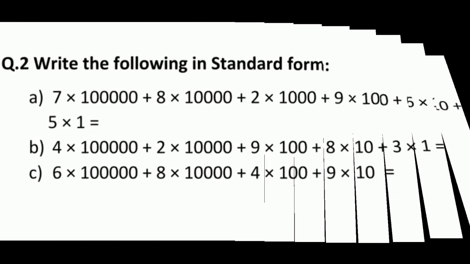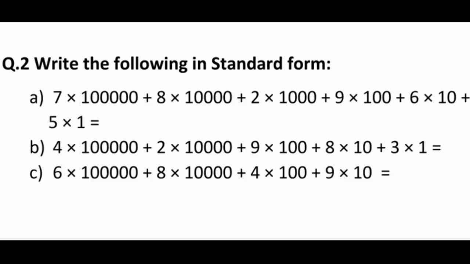The second question is: write the following in standard form. The standard form, as I have already explained, is the opposite of expanded form. So in the question, as you can see on your screens, they have written them in expanded form. The first expanded form they have given is 7 into 1 lakh plus 8 into 10,000 plus 2 into 1000 plus 9 into 100 plus 6 into 10 plus 5 into 1. So we just have to combine it and write in the standard form.